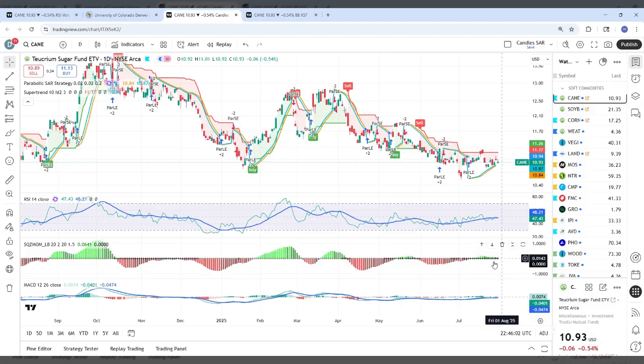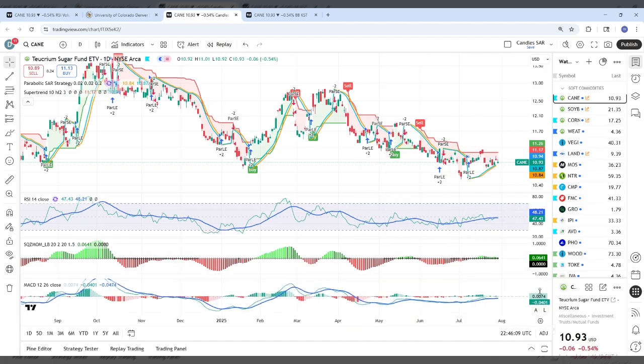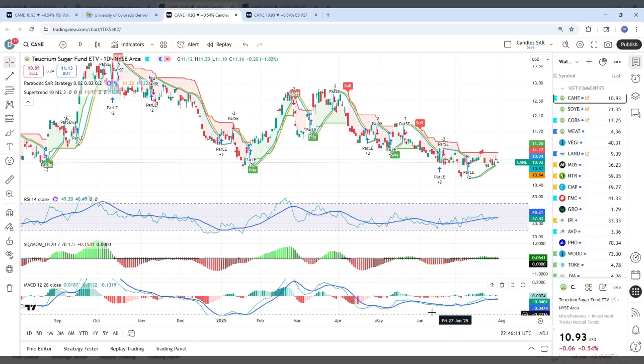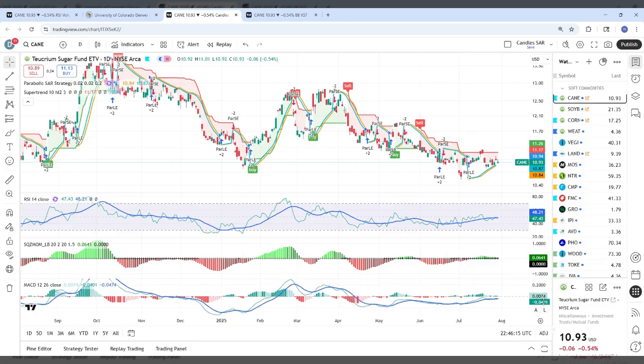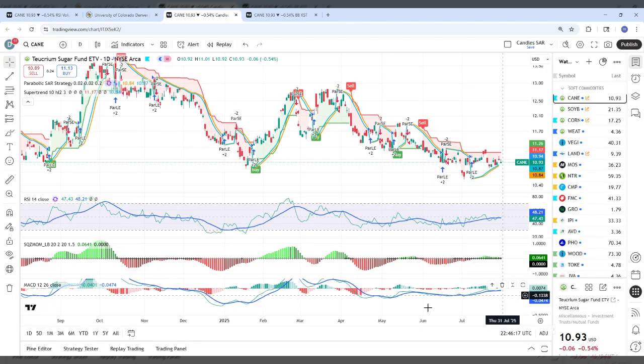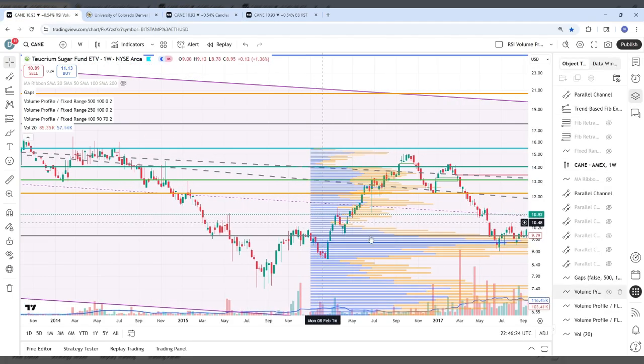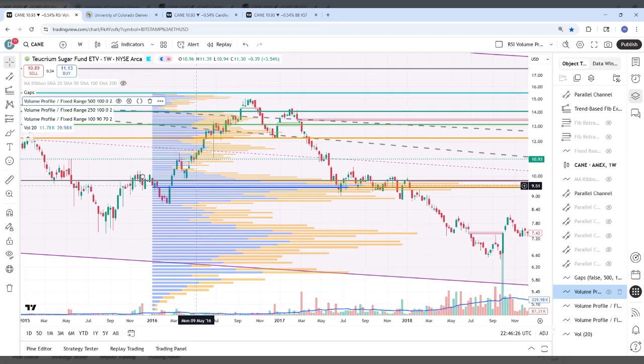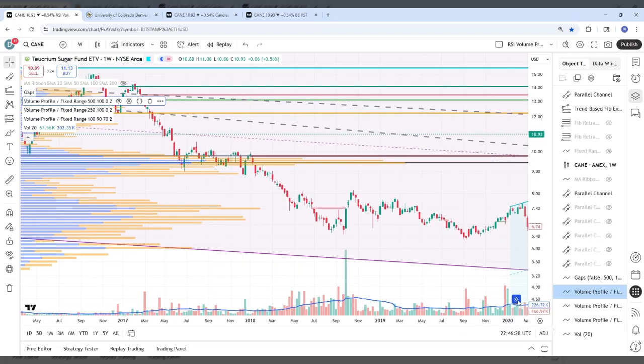Squeeze momentum is pretty neutral, but getting less bearish. MACD is, this overall trend is upward. So, I'm watching this. Let me get this back to the front.